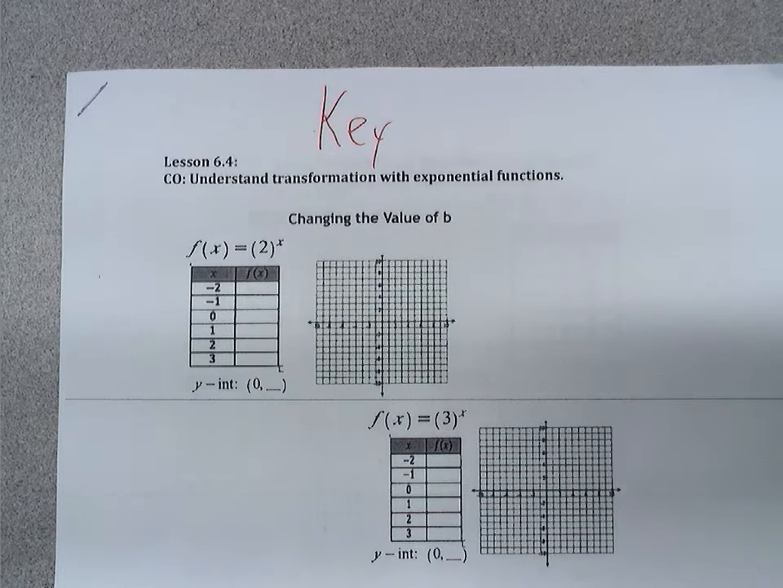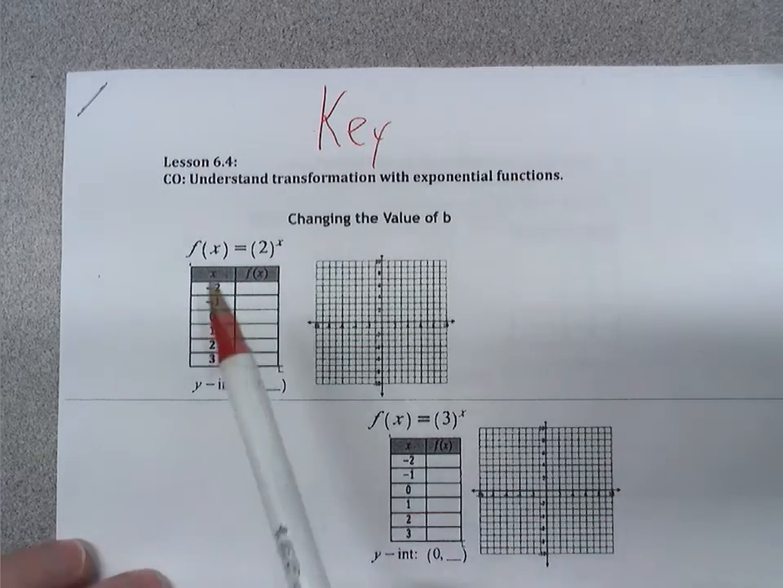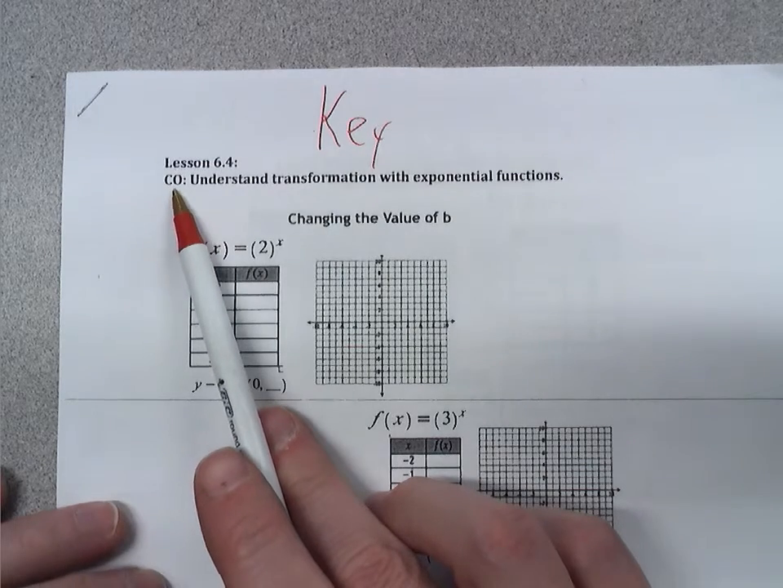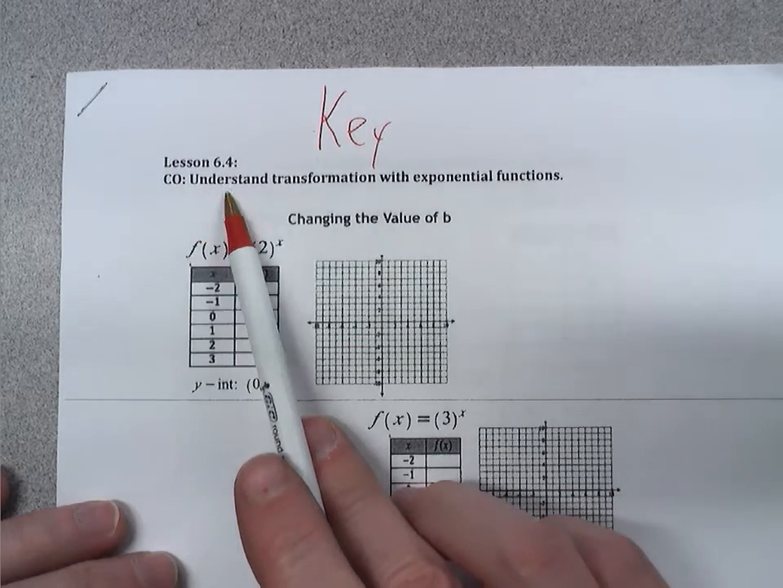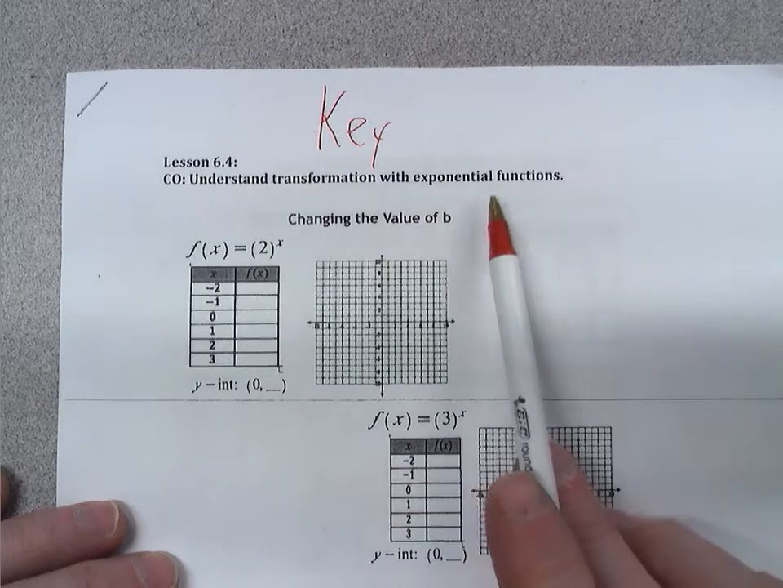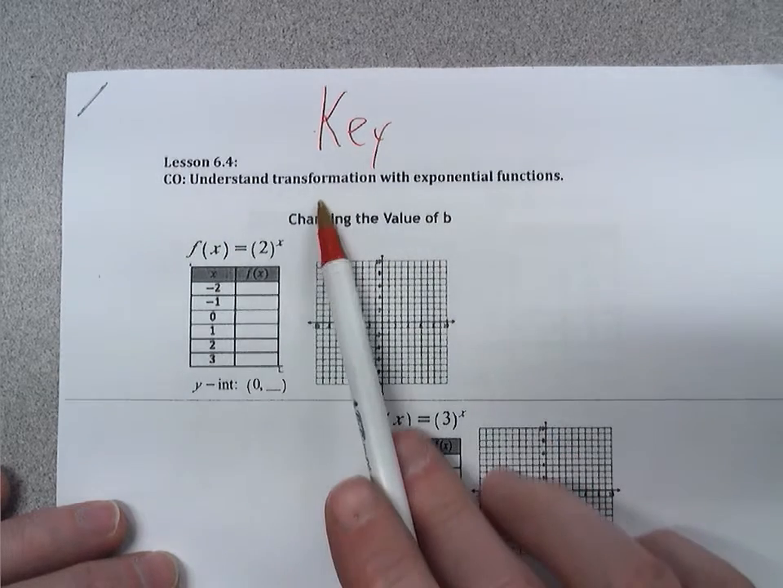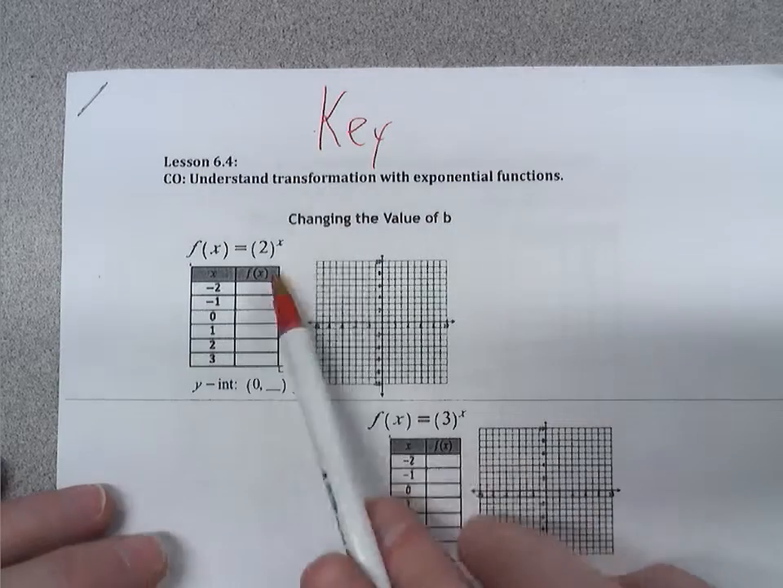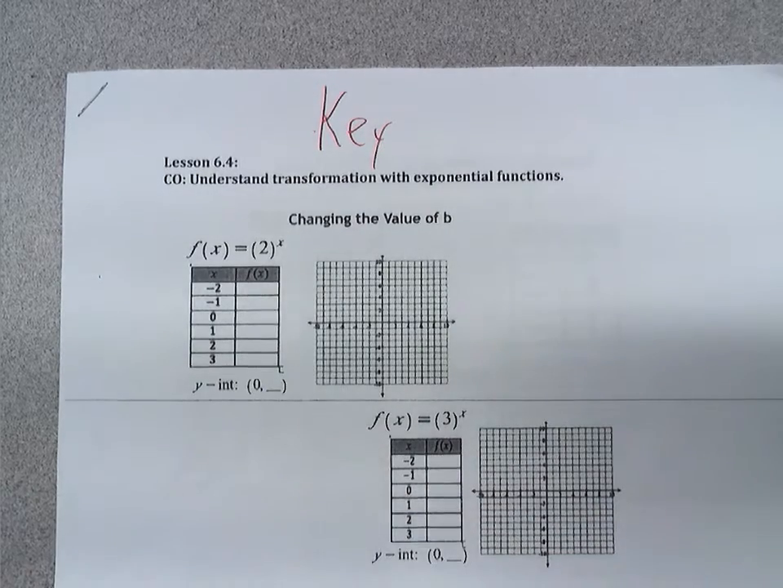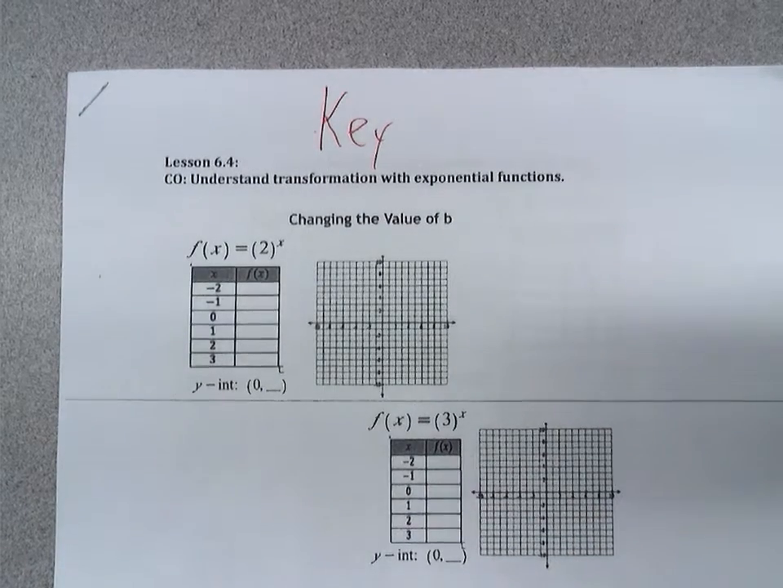All right, everyone, welcome. This is part one of lesson 6.4. For this lesson, our content objective is going to be understanding transformation with exponential functions. And what we mean by transformation is what happens if we change some aspect of the function. What's going to happen to that function?